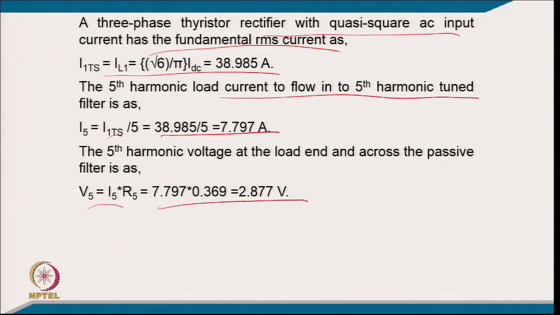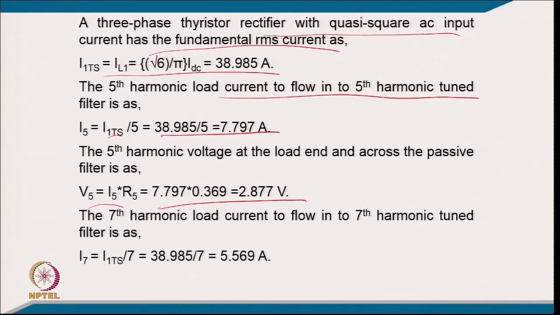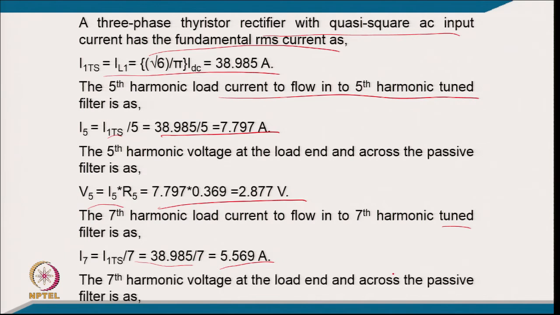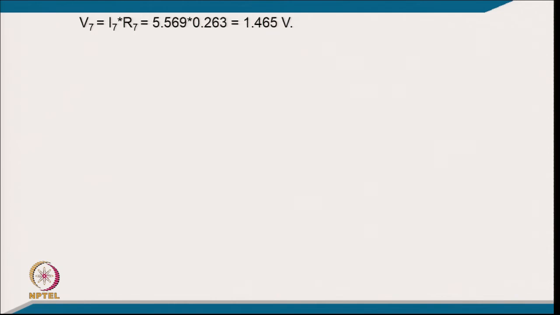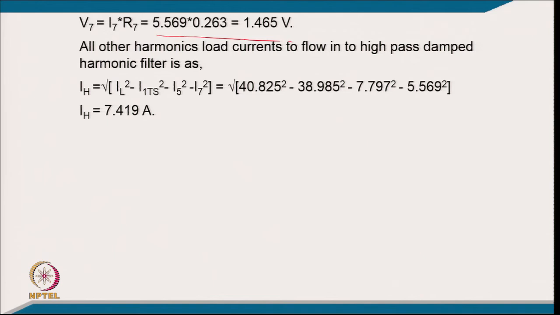R5. So, putting the value, it comes 2.877 volt, and the 7th harmonic current to flow into the 7th harmonic tuned filter is typically this current divided by 7. So, it is 5.569, and the 7th harmonic voltage at the load and across the passive shunt filter is I7 R7. So, it comes, putting the value, 1.465, and all the harmonic load current to flow into the high pass damped filter, that is IL1 square, I fundamental square minus 577.